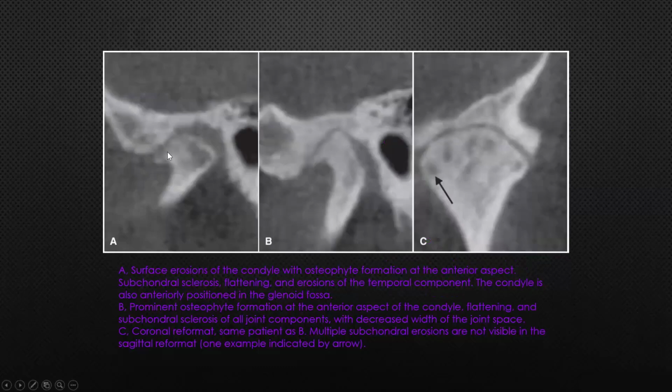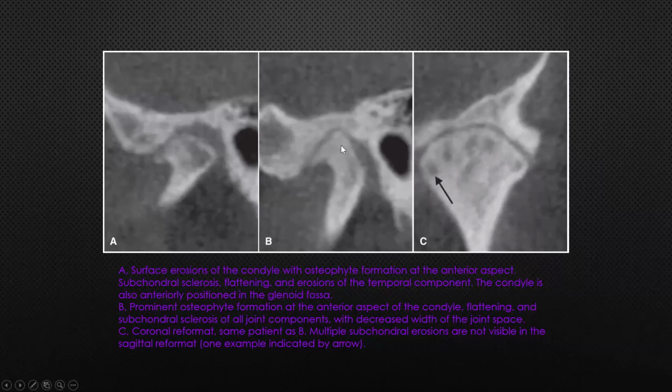How would you guys describe these ones? Is there sclerosis? I would say, yeah, there's sclerosis going all the way through here. In a nice healthy one, you just have one smooth, kind of uniform corticated border. I would even say it looks a little bit ragged, and I describe that as small erosions on that superior border. And then an osteophyte formation.